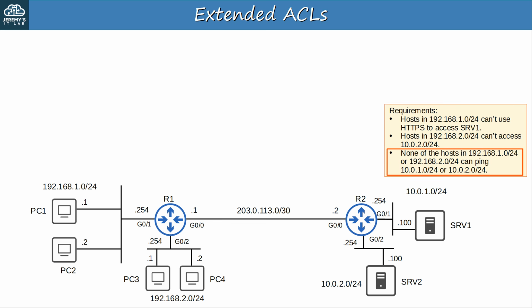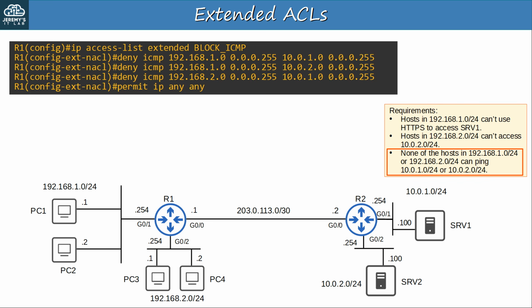Finally, the third requirement. None of the hosts in 192.168.1.0/24 or 2.0/24 can ping 10.0.1.0/24 or 2.0/24. So what protocol does ping use? We should deny that protocol and make a few entries to specify each source and destination. Pause the video if you want to try it out, but here's my solution.